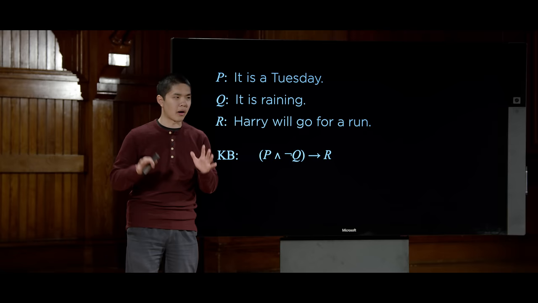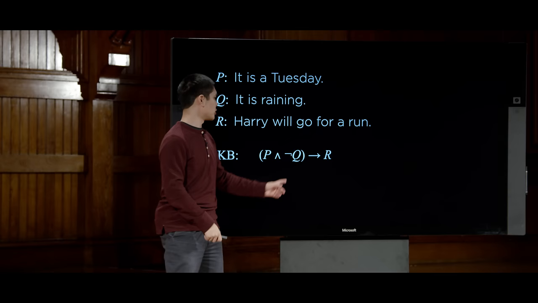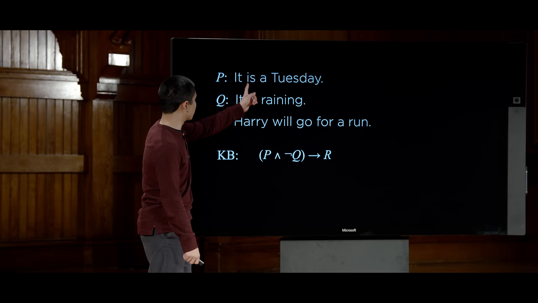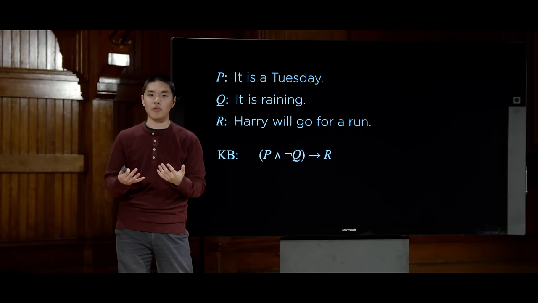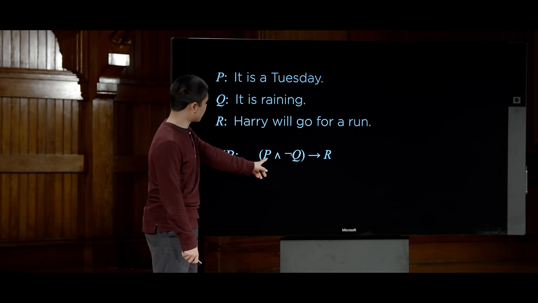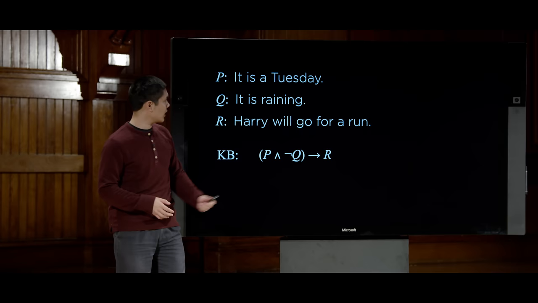All right, so let's try to parse it. The parentheses here are just used for precedence, so we can see what associates with what. But you would read this as P and not Q implies R. All right, so what does that mean? Let's put it piece by piece. P is it is a Tuesday. Q is it is raining. So not Q is it is not raining. And implies R is Harry will go for a run. So the way to read this entire sentence, in human natural language at least, is if it is a Tuesday and it is not raining, then Harry will go for a run. So if it is a Tuesday and it is not raining, then Harry will go for a run.